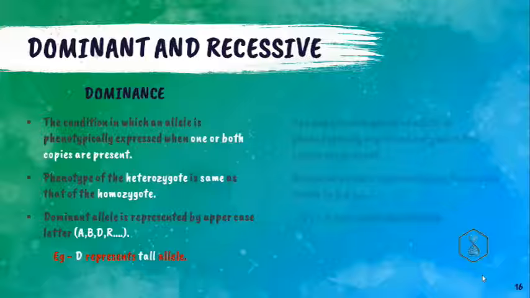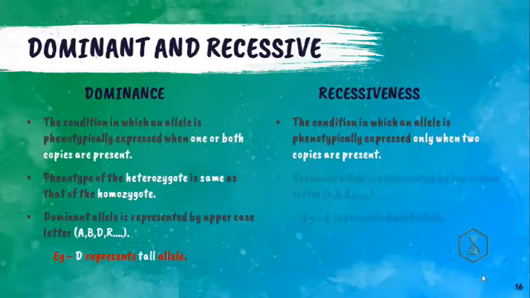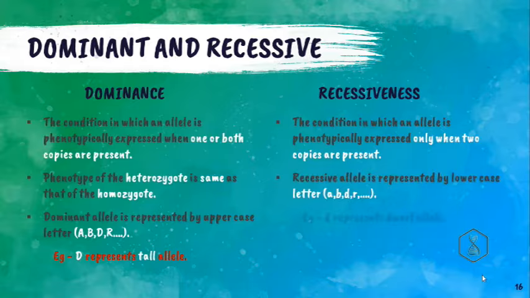Then what is recessiveness? The condition in which an allele is phenotypically expressed only when two copies are present. In genetics, the recessive allele is normally represented by lowercase letters like small a, small b, small d, small r, etc. Example, small d represents dwarf allele.